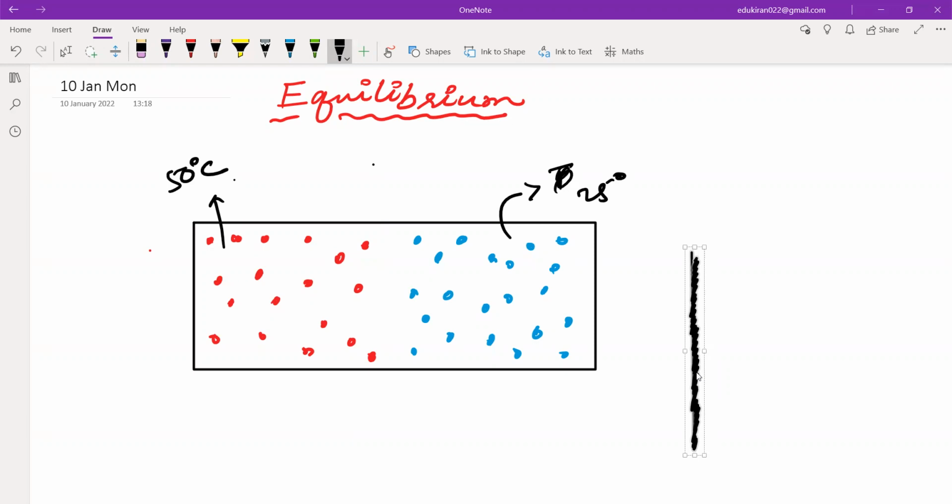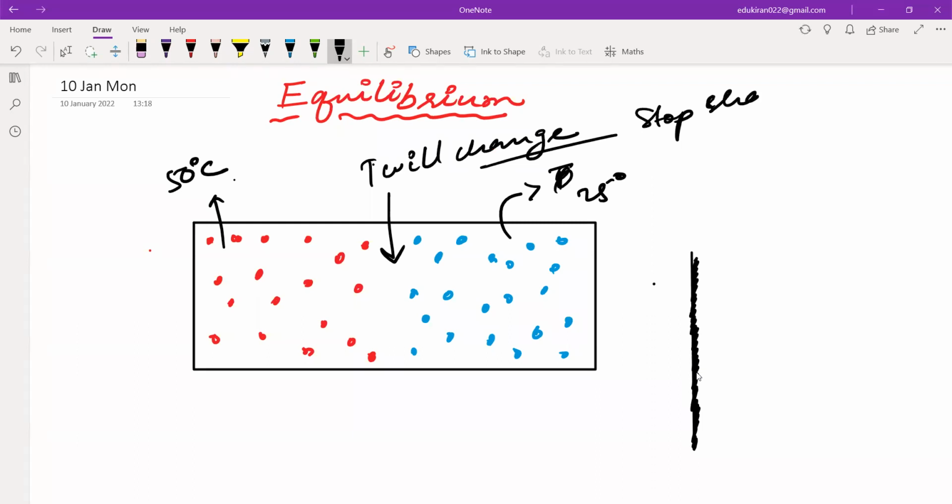When the change is happening, the temperature in one compartment will be lowering a bit, and in the other it will be rising a bit. Till the mixing is happening, the temperature will be changing. After a point, when they have equally distributed themselves over the box, it will stop changing. Then we will say that the equilibrium has been attained.